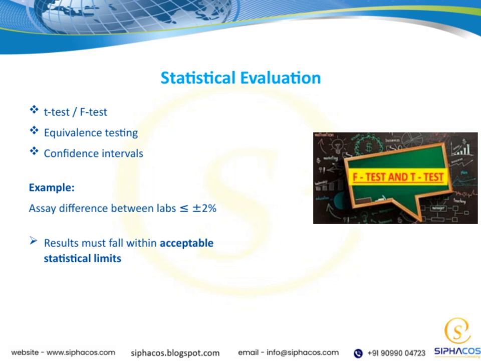Next, there's equivalence testing. This is particularly important when we want to confirm that 2 methods or labs produce results that are essentially the same within a predefined margin, like an assay difference of less than or equal to plus or minus 2%. Finally, confidence intervals give us a range of values within which we expect the true parameter to fall, with a certain level of confidence.